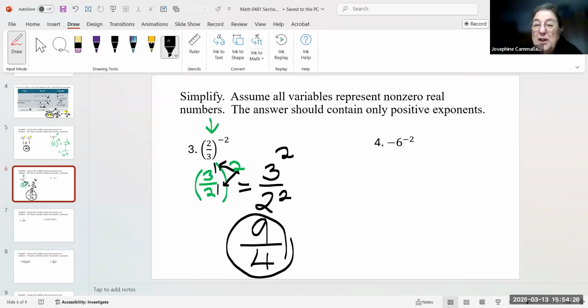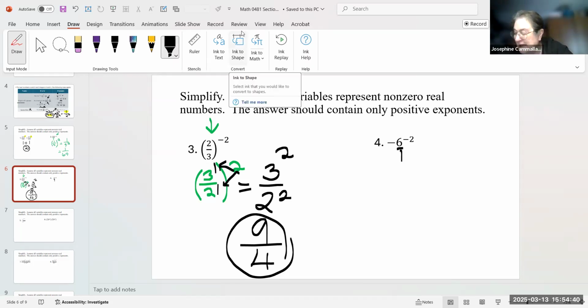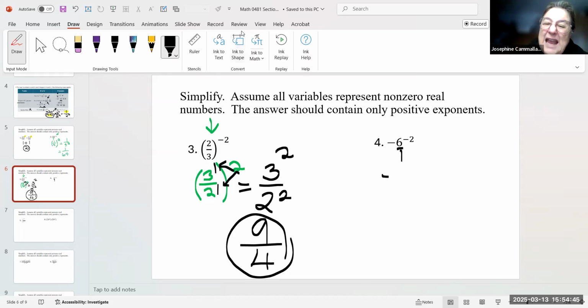Now, be careful with this one. This -2 has 6 as its base, not a negative. That negative is not going to be considered. This is going to give me a -1/6 to the +2.